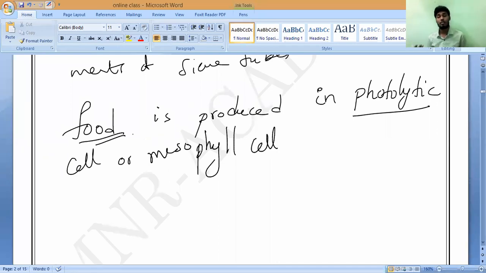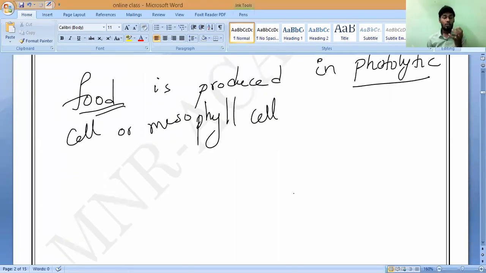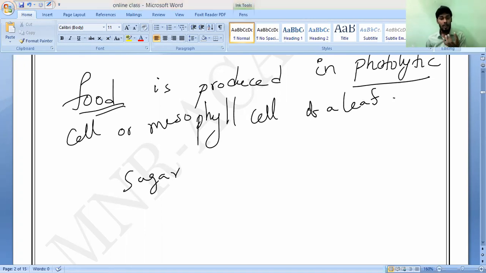Please remember, this is the most important thing. Food is produced in photolytic cells or mesophyll cells. So when food is produced in the leaves, made in these mesophyll cells of a leaf, this food majorly contains water and sugar. Sugar means glucose, correct or not? So it is a part of the mesophyll cells of a leaf. It contains sugars, correct or not? Sugar is transported throughout the plant by whom? By phloem vessels.